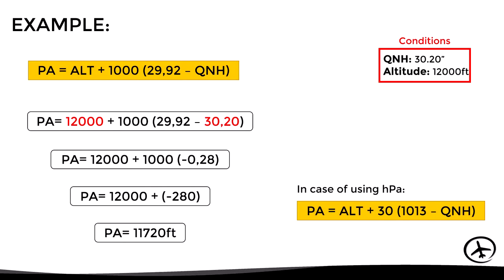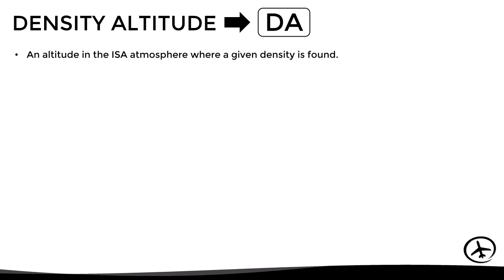Having seen what is the pressure altitude and how to calculate it, let's continue with the concept of density altitude, which is abbreviated as dA. It is defined as an altitude in the ISA atmosphere where a given density is found. It is a fairly short definition, however, sometimes it can be difficult to understand. So we will try to explain it in an easy and simple way through the following examples.